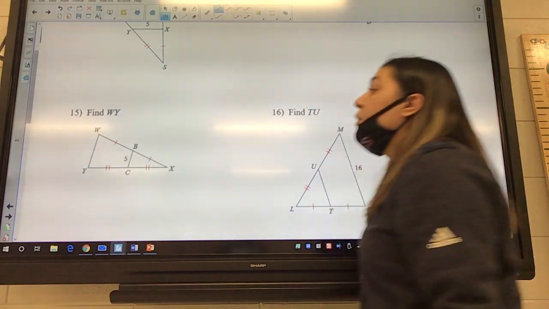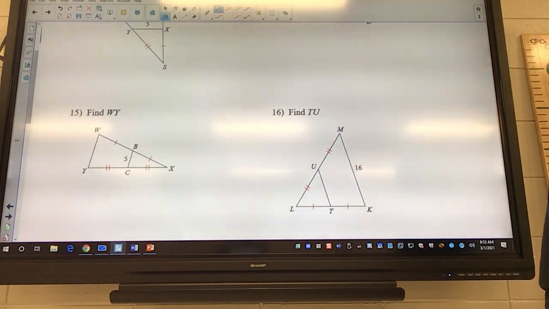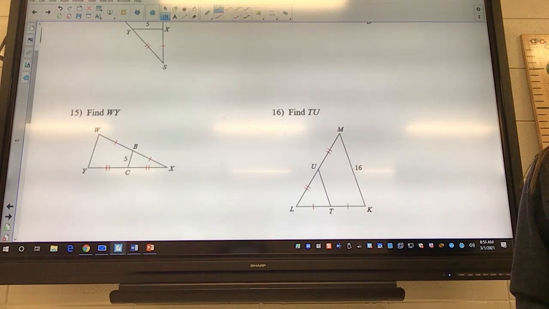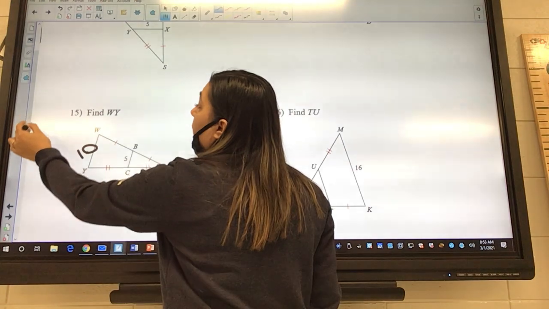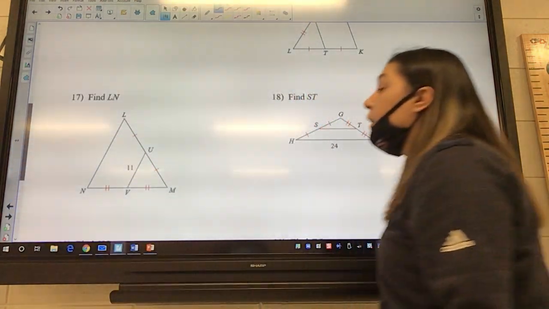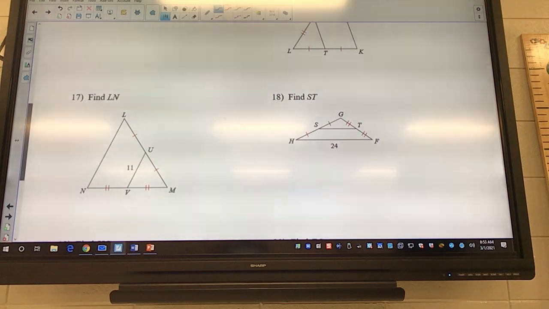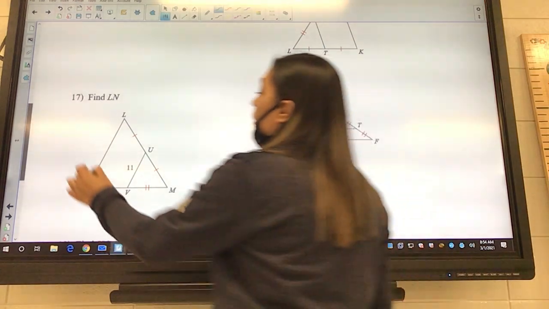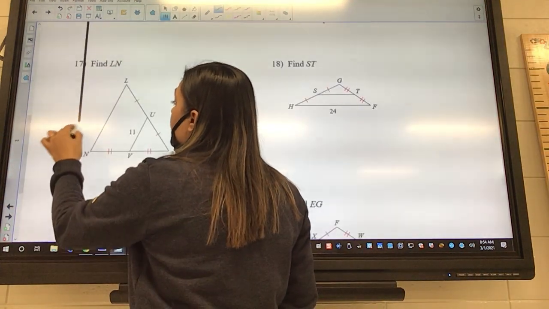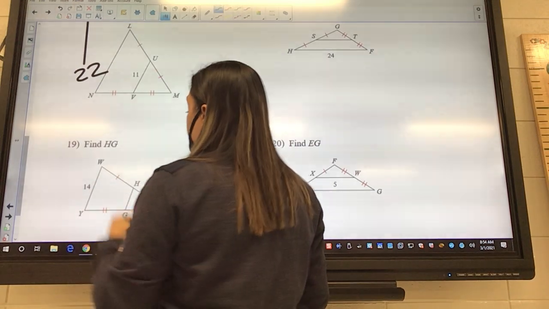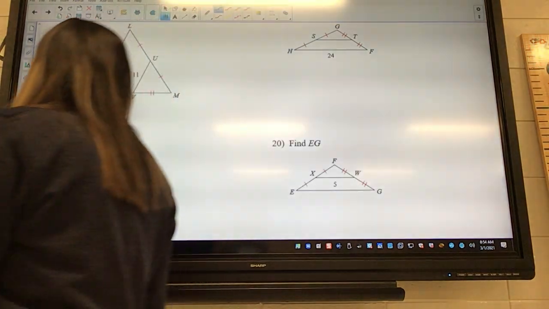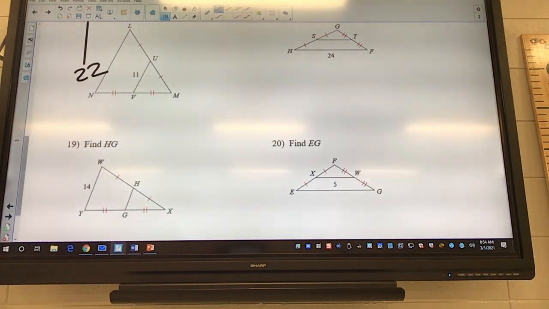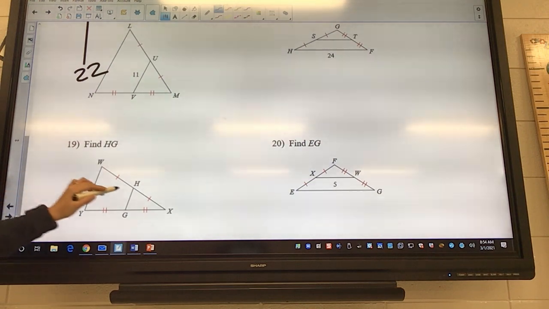Look at WY. Yeah, it's going to be 10. Okay, LN is the bigger one and the smaller one is 11. So what's LN going to be? 22. Okay, Sammy, our big one is WY and it's 14. We need to find the smaller one. Yep, so the smaller one's going to be 7.